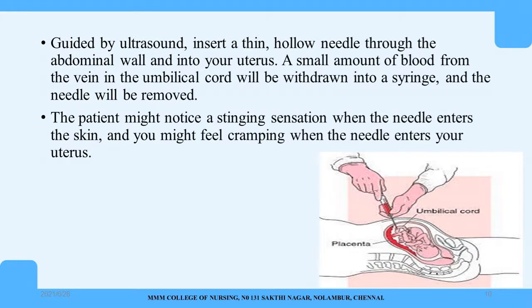By ultrasound, insert a thin, hollow needle through the abdominal wall and into your uterus. You can see in the picture how they are inserting the needle. A small amount of blood from the vein in the umbilical cord of the fetus will be withdrawn into a syringe and the needle will be removed. So here, using the ultrasound guidance, they will insert a thin hollow needle through the abdominal wall into the uterus, then into the umbilical cord. Then they will withdraw the sample.